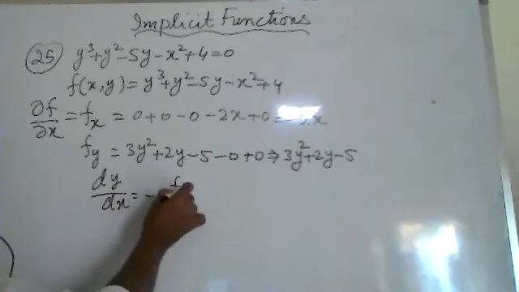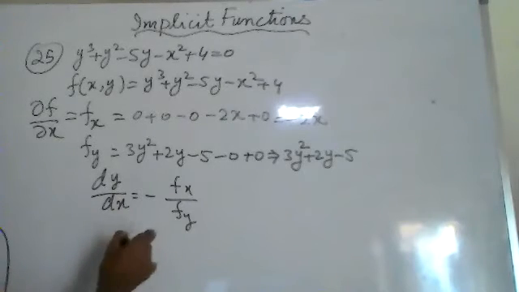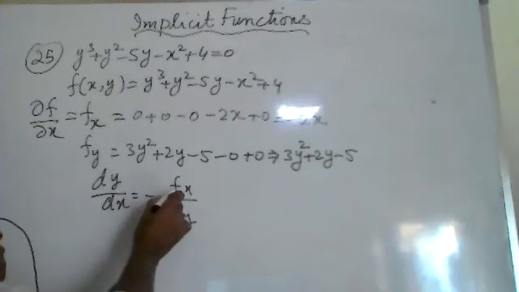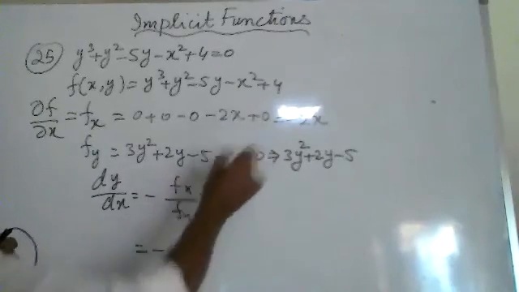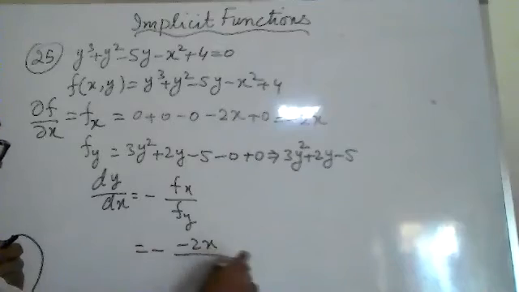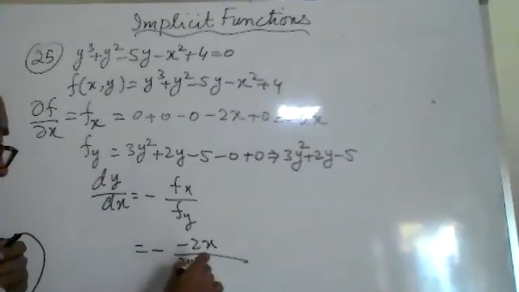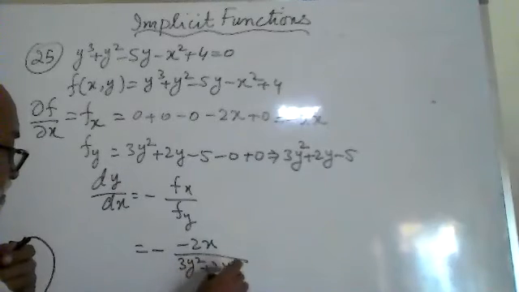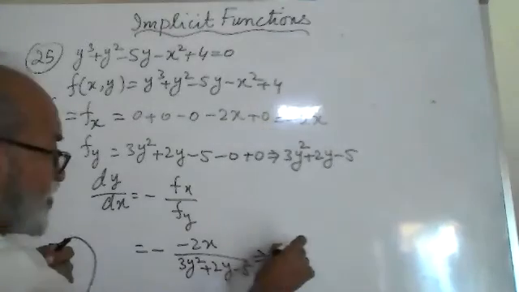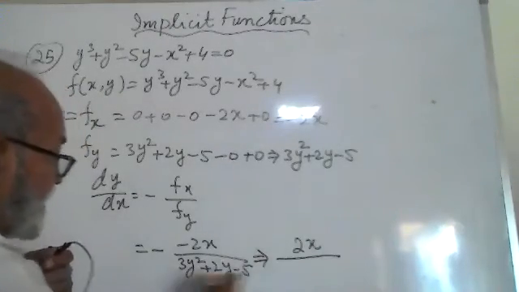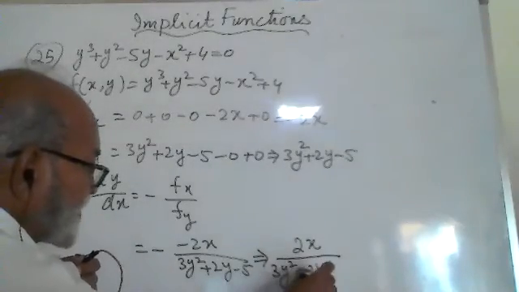Now we'll find dy upon dx, which is minus f of x upon f of y. Substitute the values. f of x is minus 2x, upon f of y, which is 3y square plus 2y minus 5. Minus is cancelled by minus. It will become 2x upon 3y square plus 2y minus 5.